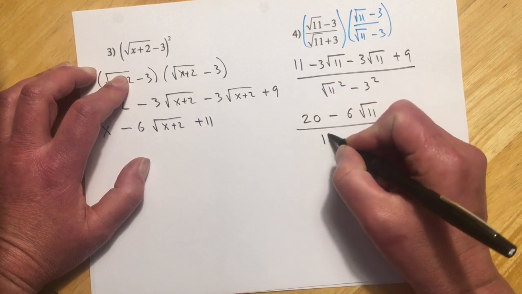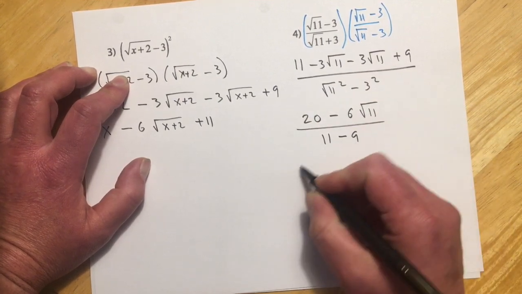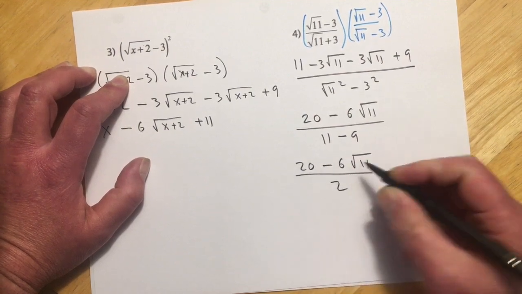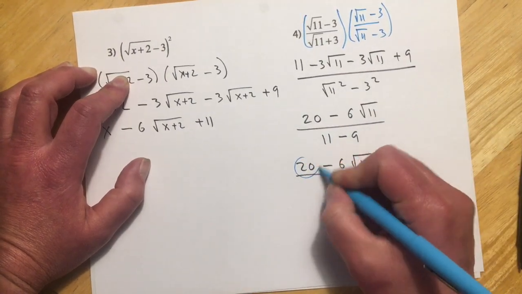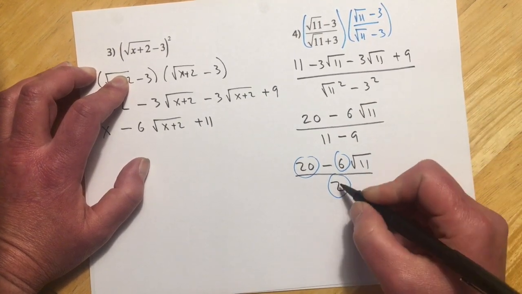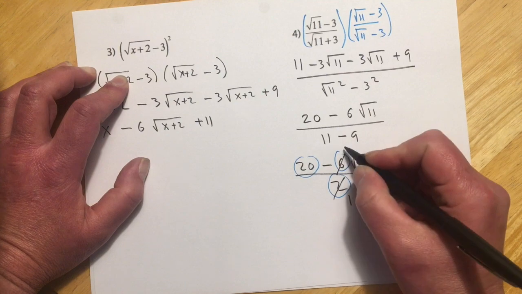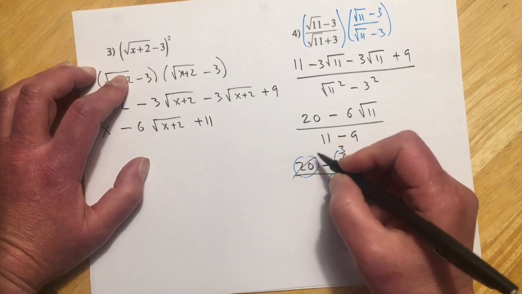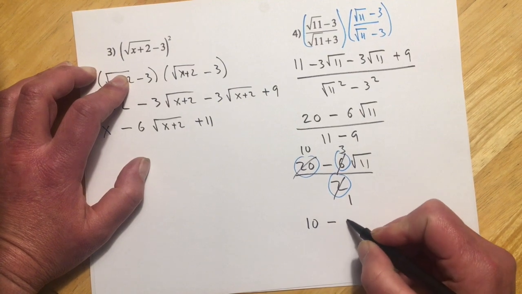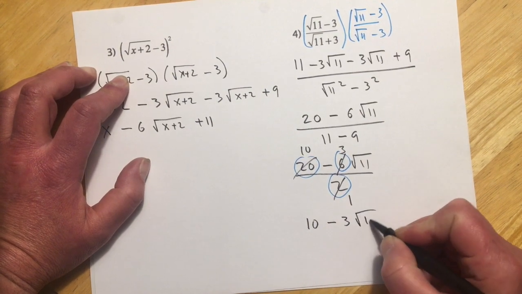Square root 11 squared is 11 minus 9, and then I can make that into a 2. And remember, this is the thing where if we have the same thing that divides into all of these, I can go 2 into 2 once, 2 into 6 3 times, 2 into 20 10 times. So simplifying, I get 10 minus 3 root 11's.